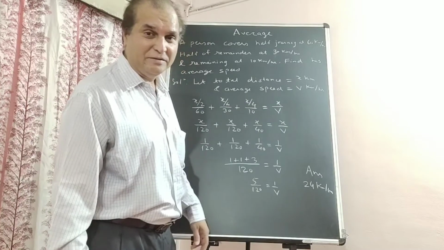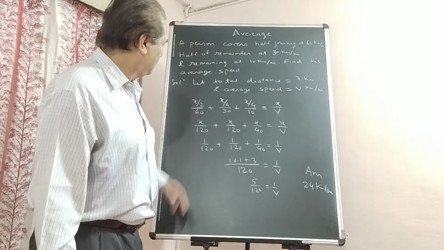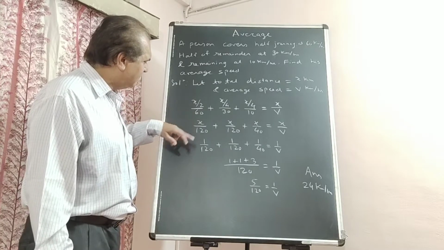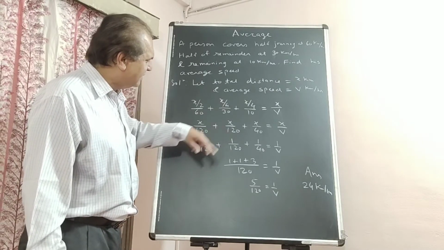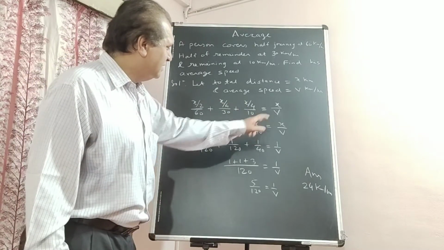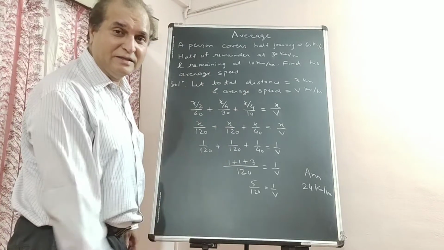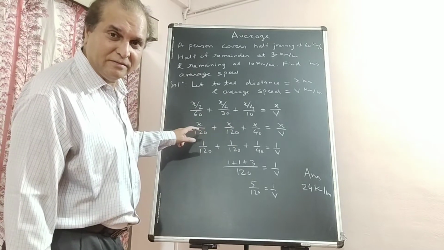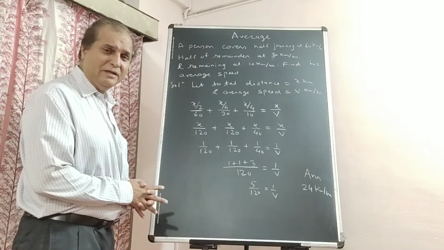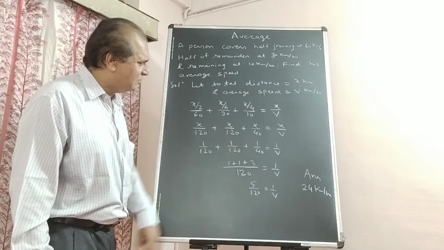This v is average speed, total distance upon average speed. This v we have to find out. We'll use operations on rational numbers. x upon 120 plus x upon 120 plus x upon 40 equals x upon v. Now you see x is a common numerator. We can cancel the common numerator, dividing each term by x. So 1 upon 120 plus 1 upon 120 plus 1 upon 40 equals 1 upon v.